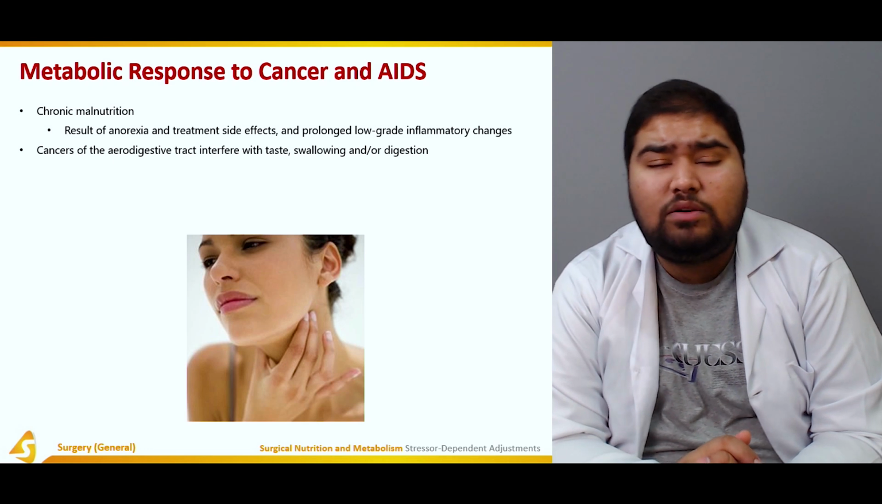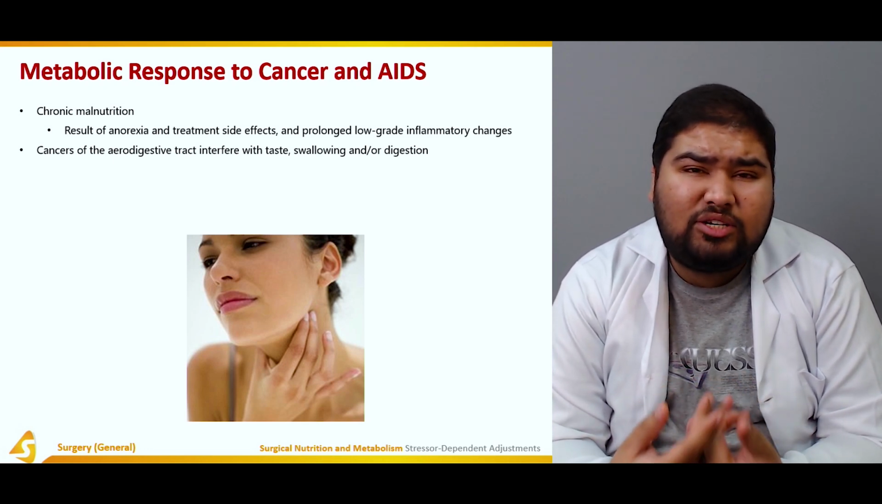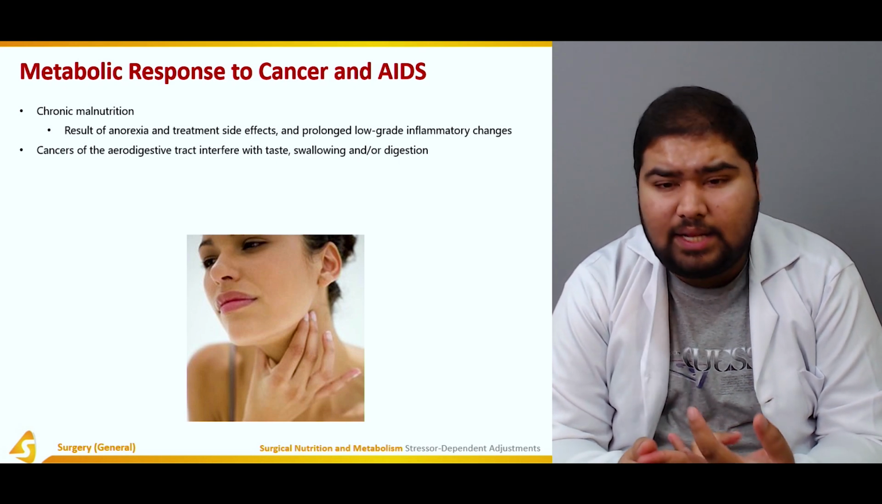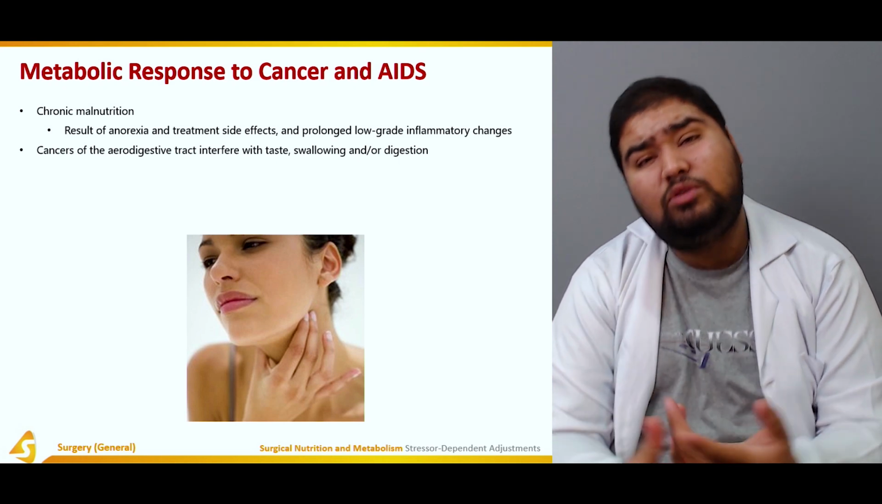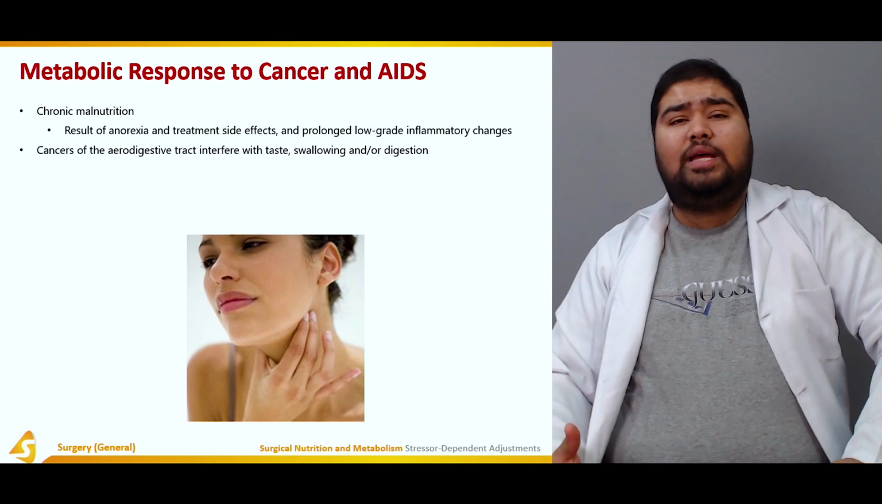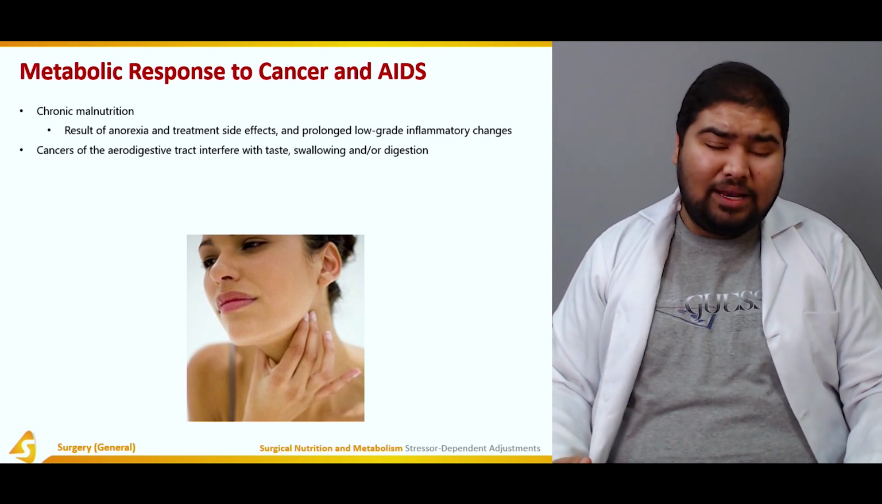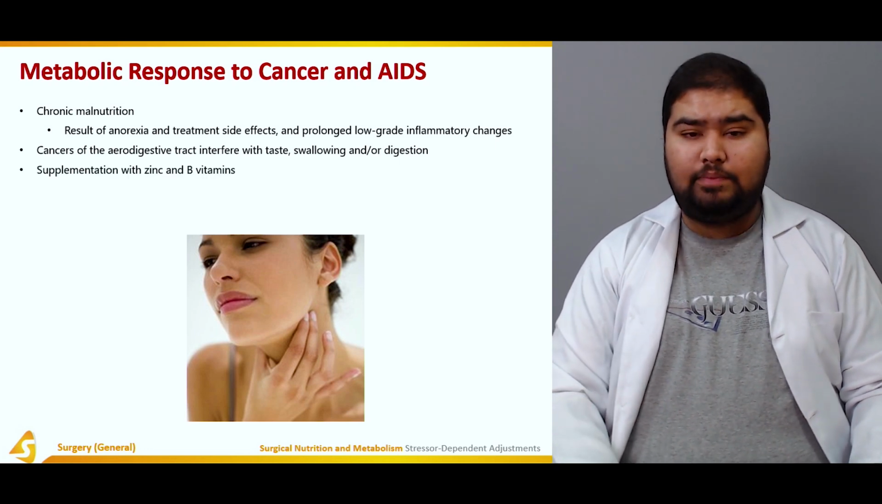Now, cancers of the aerodigestive tract, that is of the respiratory tract and the digestive tract, interfere with taste, swallowing and digestion. So it becomes very difficult for the patient to have food, and the patient tends to delay it as long as he can. As a result of this, chronic malnutrition develops.